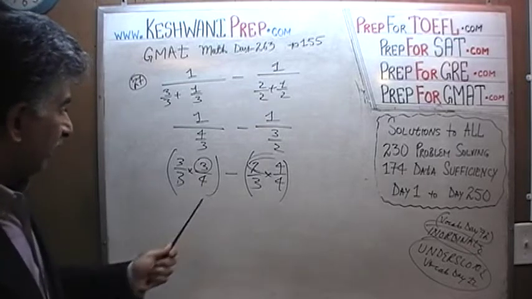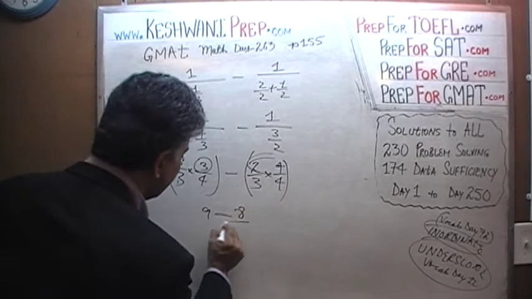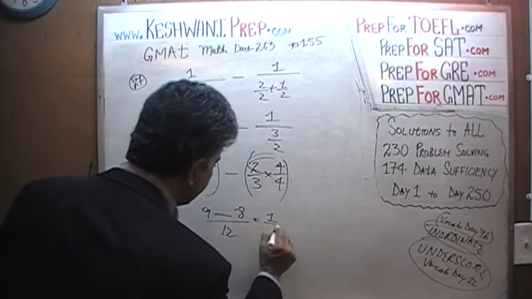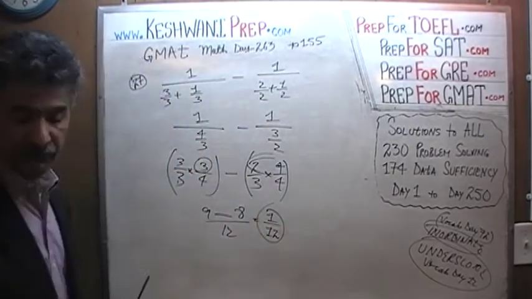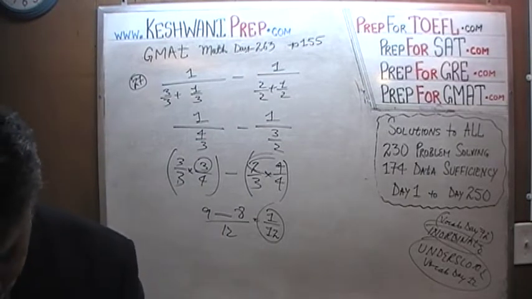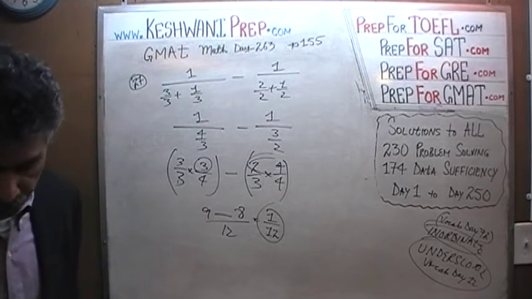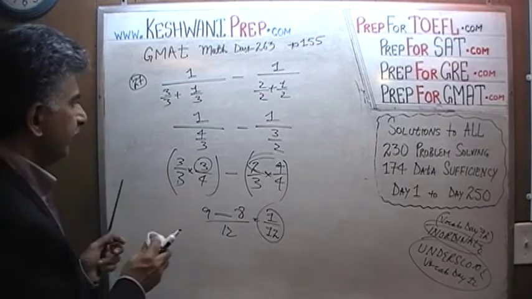So that's it. We have a common denominator of 12 here. So we have 9 minus 2 times 4 is 8 over 12. The answer is 1/12. The final answer is 1/12. Let's move on then. Number 28. Number 28 is the last one on the page.